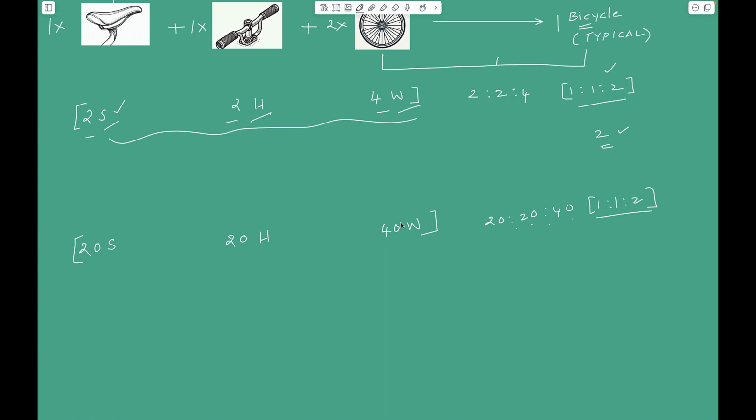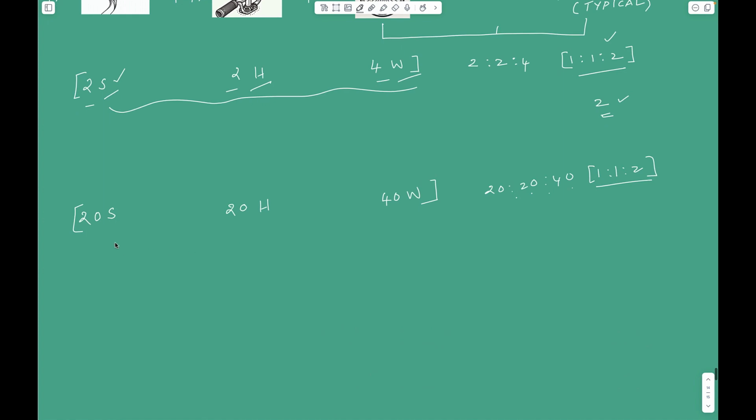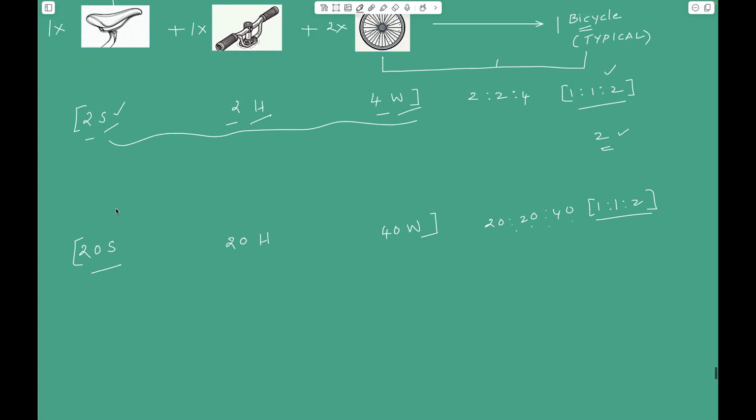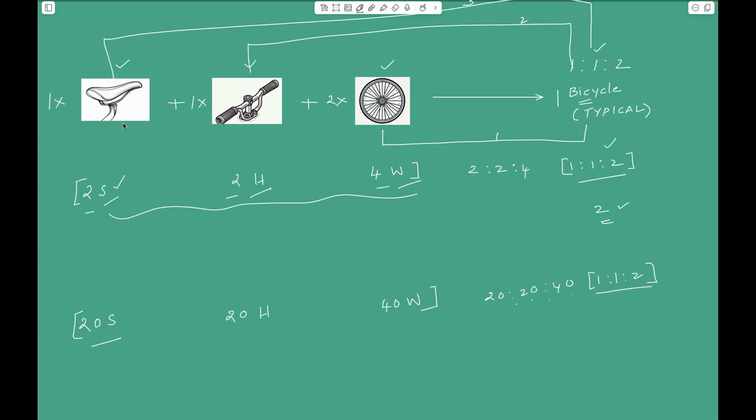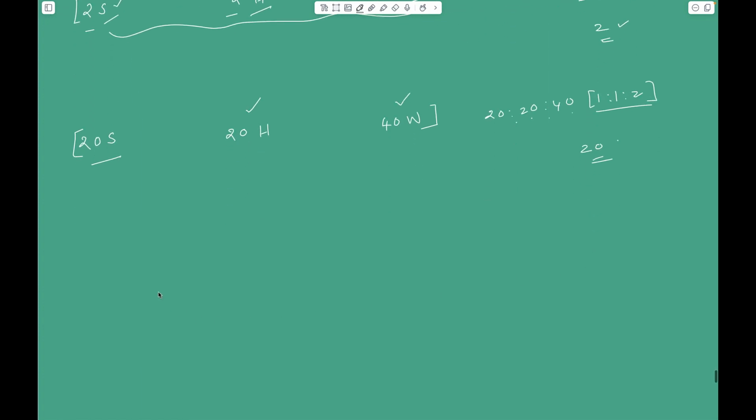So, I can figure out the number of bicycles using any of these three relationships. Now, let us go with the number of saddles. There are 20 saddles, right? You can make one bicycle using one saddle, and if you have 20 saddles, you can make 20 bicycles. And you will get the same answer even if you go by the number of handlebars or the number of wheels. Now let us take a third case where I have 20 saddles, 18 handlebars and 16 wheels.